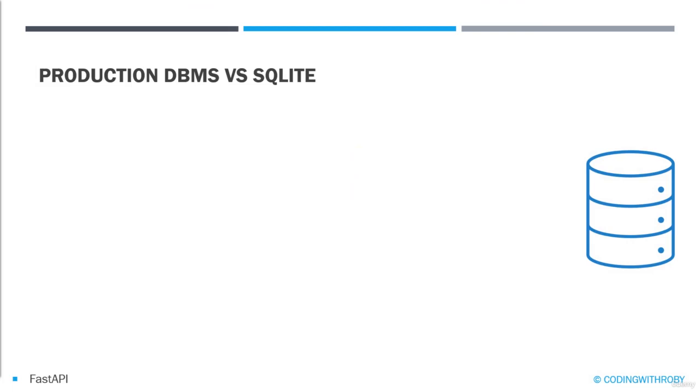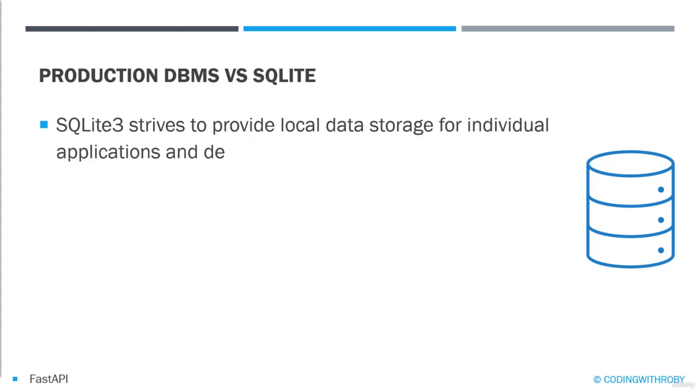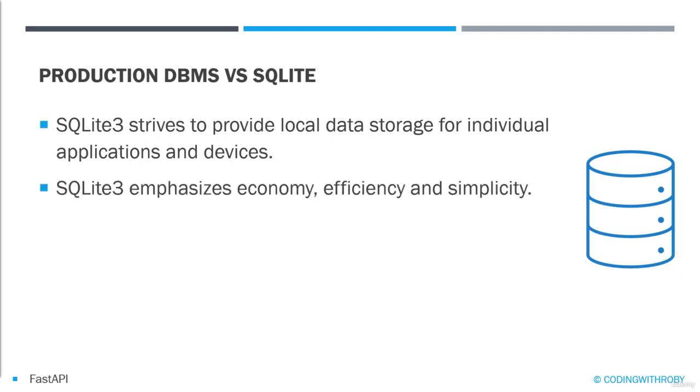Production database management systems versus our SQLite database. So to start, SQLite strives to provide local data storage for individual applications and devices. SQLite emphasizes economy, efficiency, and simplicity. What this means is that SQLite is easy to use and easy to set up. There is no complexity to using SQLite. It is literally on the same server of your application, which makes it very efficient for applications.